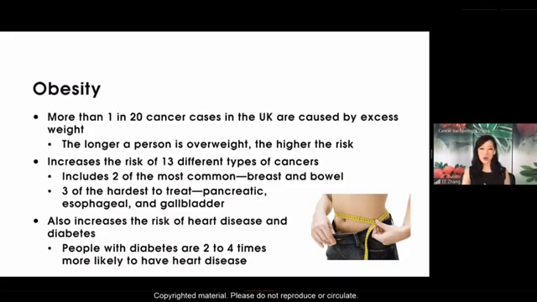That includes two of the most common, breast and bowel, as well as three of the hardest to treat: pancreatic, esophageal, and gallbladder cancer. It also increases the risk of heart disease and diabetes. For example, people with diabetes are 2 to 4 times more likely to have heart disease, right?